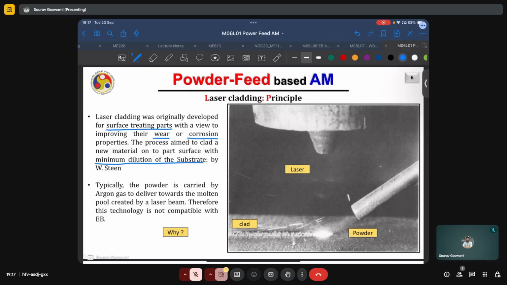Typically, the powder is carried by argon gas for delivery towards the molten pool created by a laser beam. Therefore, this technology is not compatible with electron beam. Let us discuss why that is so.